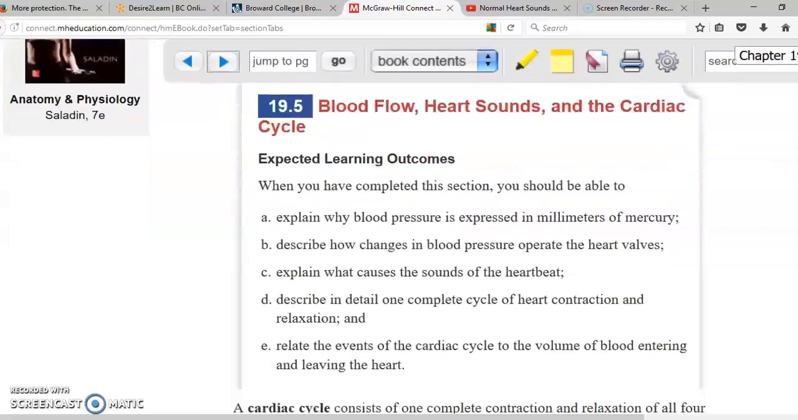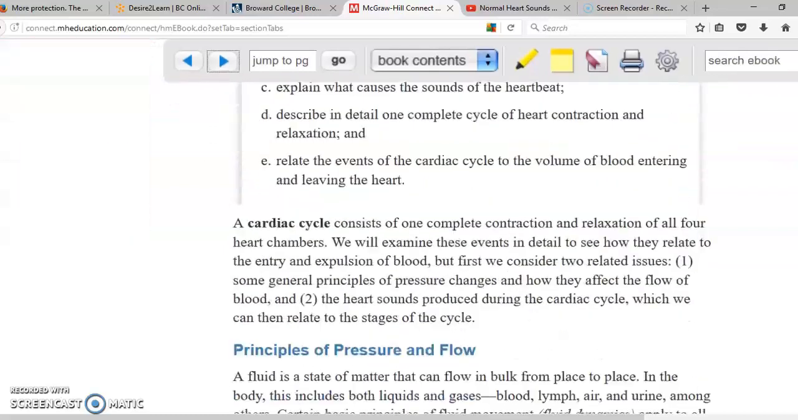Blood flow, heart sounds, and the cardiac cycle. So the cardiac cycle is the sequence of events that happens between the relaxation and contraction of the heart. Relaxation is called diastole, contraction is called systole.